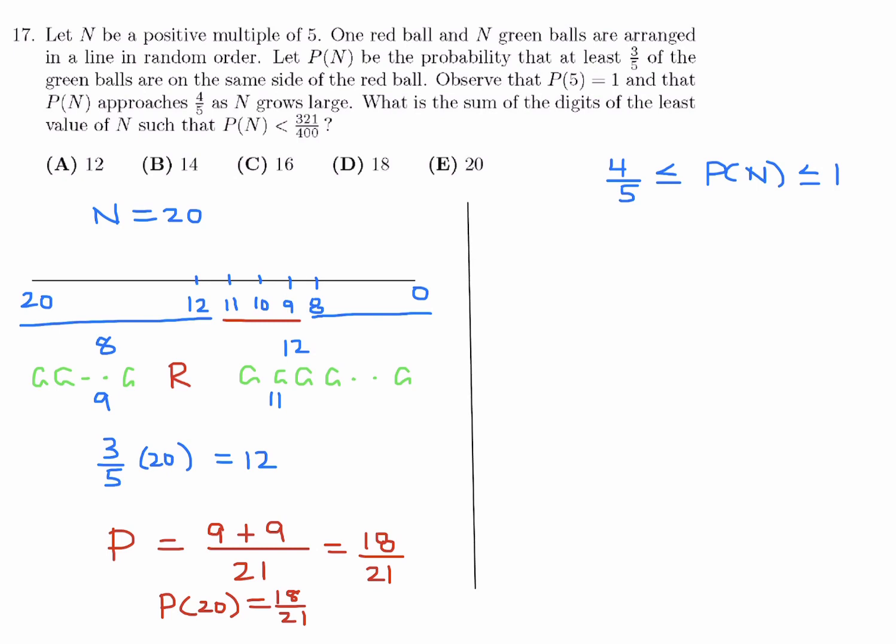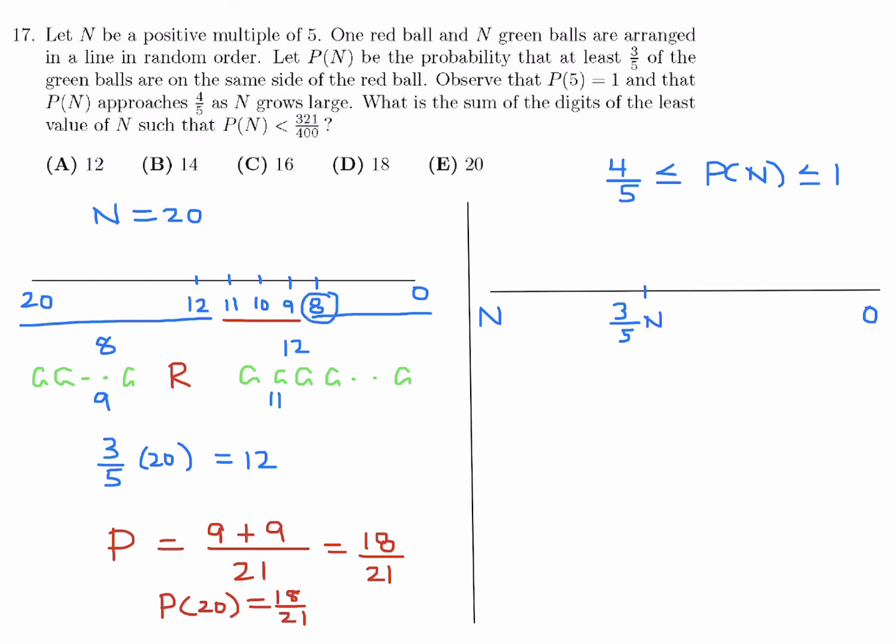But we have to get a general formula for n, not for 20. No problem, let's do the same kind of thing, but this time I'm not going to assign any number value to n. So this is n, this is 0. Here, if you remember, I put 12, but how did I get 12? By multiplying n by 3 over 5. So that's exactly what I'm going to do: 3 over 5 times n.